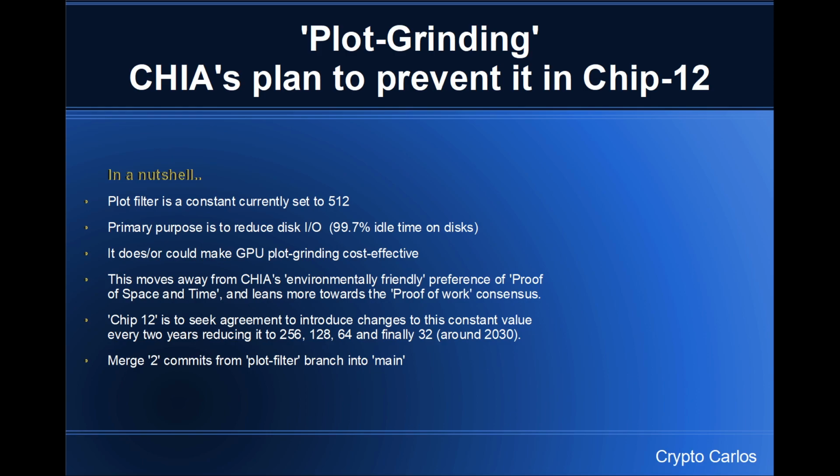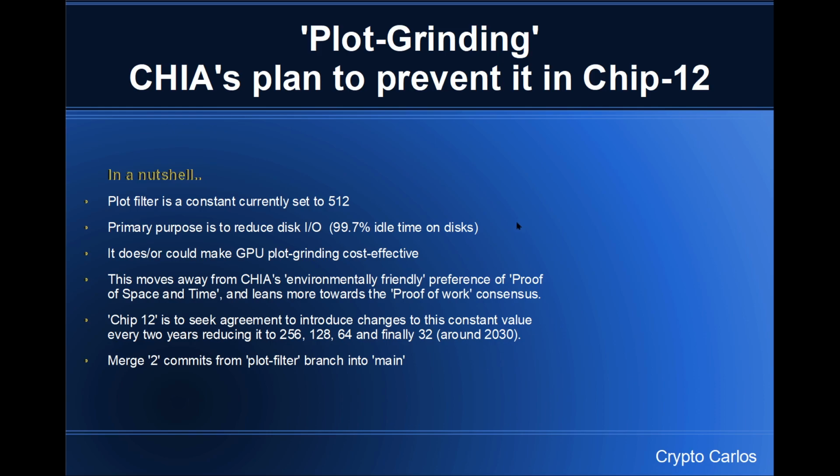So in a nutshell, the plot filter is basically a constant currently set to 512 in the CHIA blockchain software, and the purpose of it is to reduce disk input output from your system. So at the moment they're saying that your disks on your system, in your CHIA ecosystem, however that might be put together, have an idle time of about 99.7%, so it reduces the need for disk access.